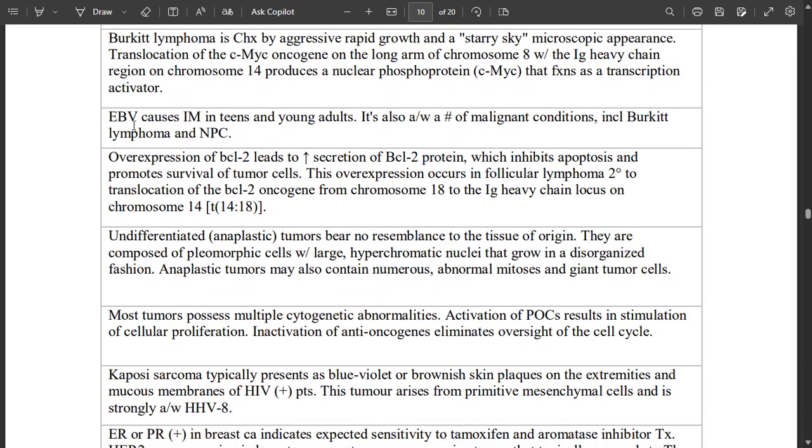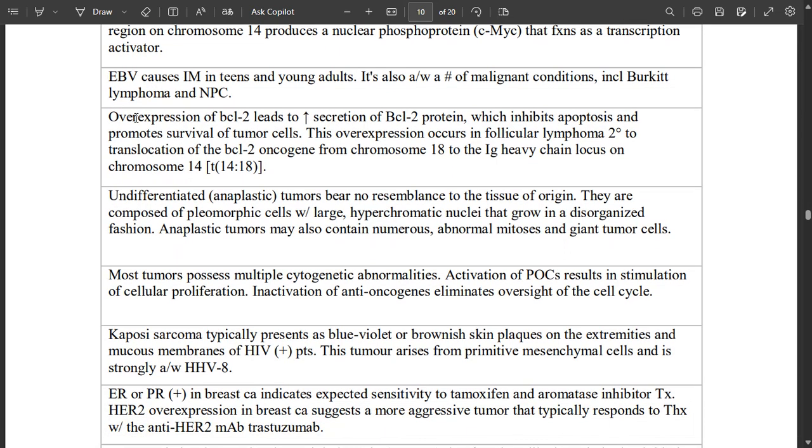That was discussed before. Now, next point: Epstein-Barr virus causes infectious mononucleosis in teens and young adults. It's also called kissing disease. It's also associated with frequent malignant conditions, including Burkitt's lymphoma and nasopharyngeal carcinoma. Nasopharyngeal carcinoma is a well-established result of Epstein-Barr virus, and Burkitt's lymphoma is also associated with Epstein-Barr virus, where there is the 8-14 translocation, resulting in translocational activation.